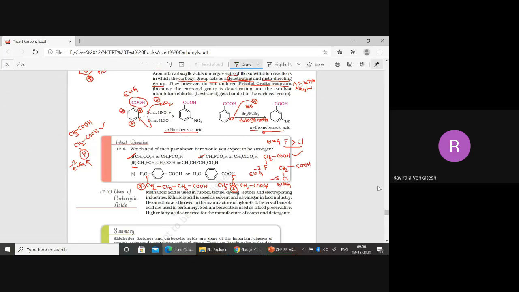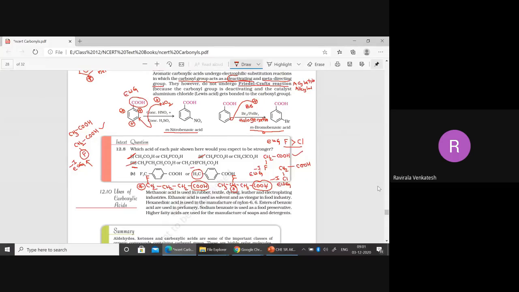So what I am saying is, if a minus I group, an electron withdrawing group, is near to the functional group, then it affects more. Now tell me which one will be more acidic: 3-fluorobutanoic acid or 4-fluorobutanoic acid? 3-fluorobutanoic acid. So you may get different types of questions like this. I think this one will be easy for you.